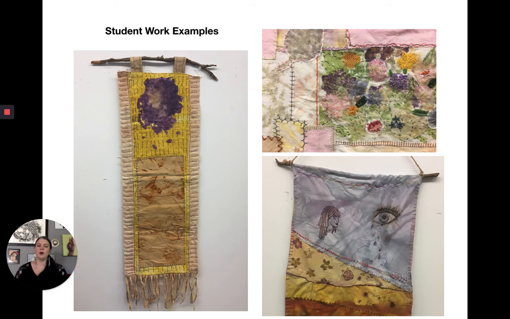Okay, so here's some examples of student work from my past students. I tried to select a variety of different projects that they've done. You can see that the one on the left is purely abstract. Her rust print is highlighted. Her eco print is the purpley part. The yellow part she dyed with turmeric. The backing, I can't remember what she dyed that one with.